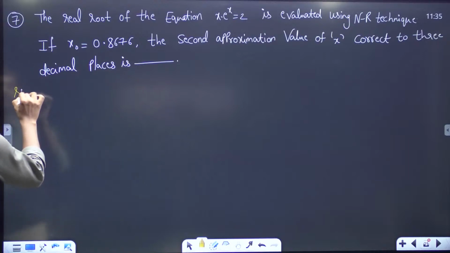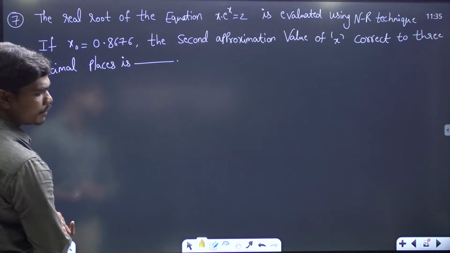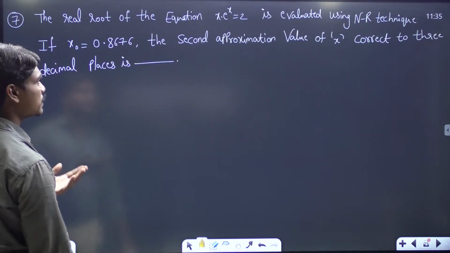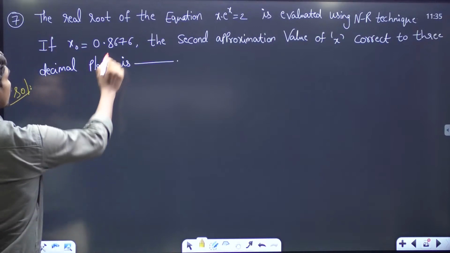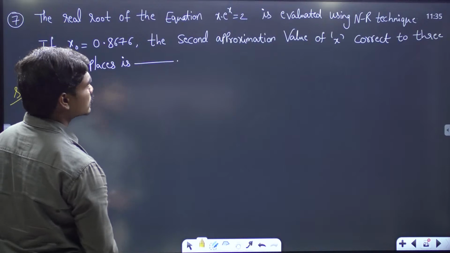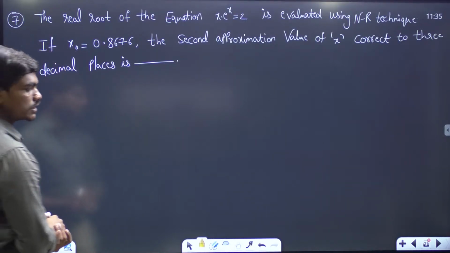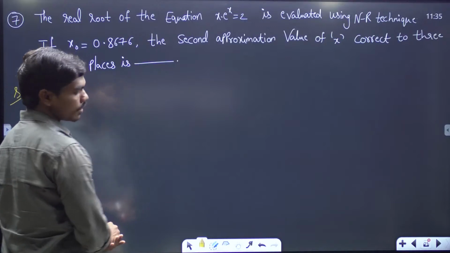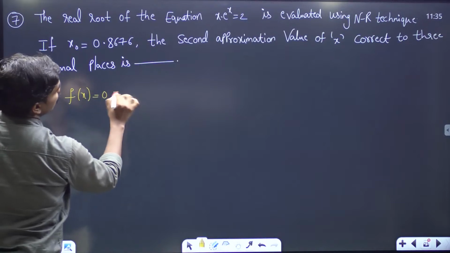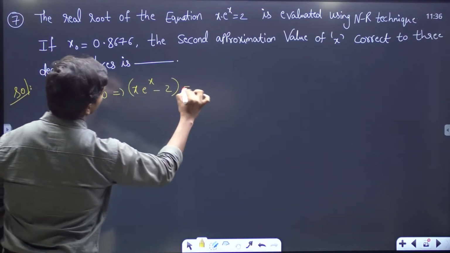Solution for this 7th question. The real root of the equation x into e power x is equal to 2 is evaluated using the Newton-Raphson technique. If x0 is equal to 0.8676, oh my god, some four decimals are given. The second approximation value of x corrected to 3 decimal places is dash. So what is f of x? f of x is equal to 0 implies x into e power x minus 2 is equal to 0.